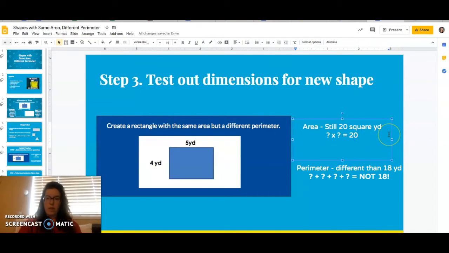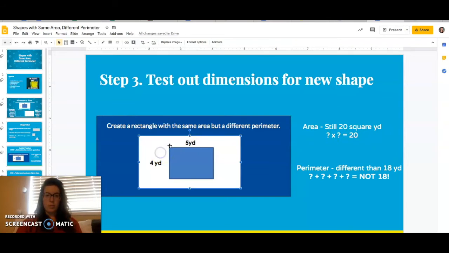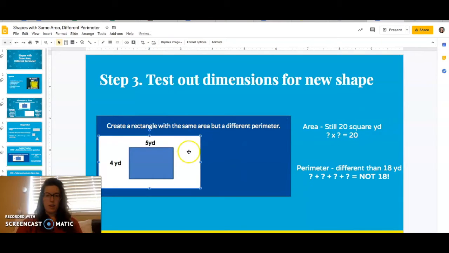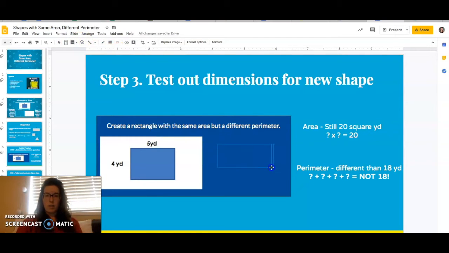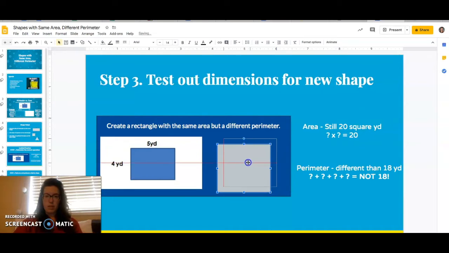So in order to do that, we have to remember the strategies that we used to find the area and the perimeter. And we have to remember to keep our shape rules in mind. So to find the area, I multiplied the length times the width. So let me move this over here. And I'm going to make a new shape here just so that we can play with dimensions. Maybe I'll make it look a little bit different.